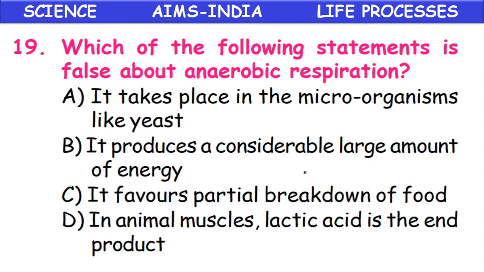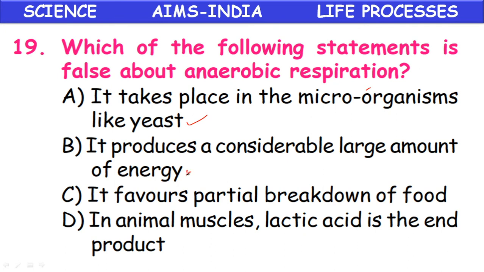Which of the following statements is false about anaerobic respiration? It takes place in microorganisms like yeast. It produces a considerable large amount of energy. It favors a partial breakdown of food. In animal muscles, lactic acid is the end product. So, here you have to select the wrong statement, the false statement. The first statement is correct. It takes place in microorganisms like yeast. Okay. Next, second statement, it produces a considerable large amount of energy, but actually a small amount of energy is produced.